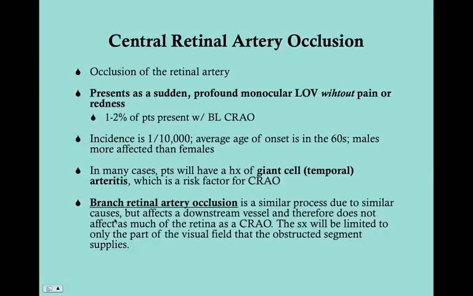So that branch retinal artery occlusion, as was mentioned, I'm not going to spend a whole slide talking about it, but this is just a similar process due to similar causes, but it's a smaller clot and it affects a downstream vessel, and so it doesn't affect as much of the retina as a central retinal artery occlusion. So this is much further downstream, and so it affects a smaller part of the retina. And the symptoms will be similar, but it will only affect the part of the visual field that obstructed segment supplied.